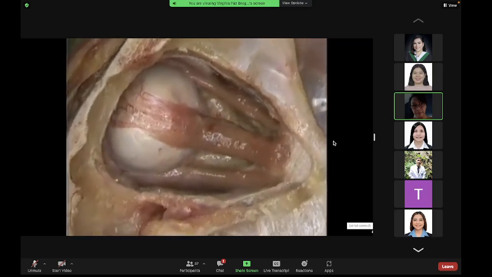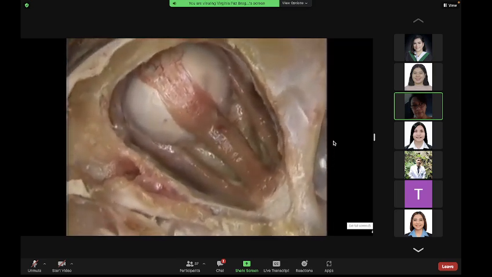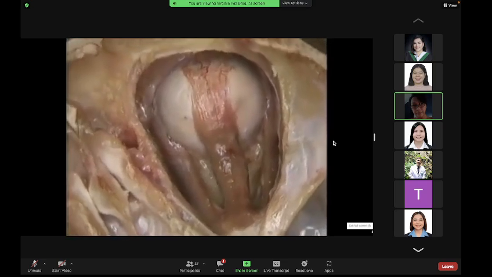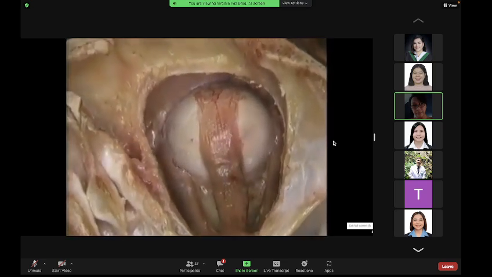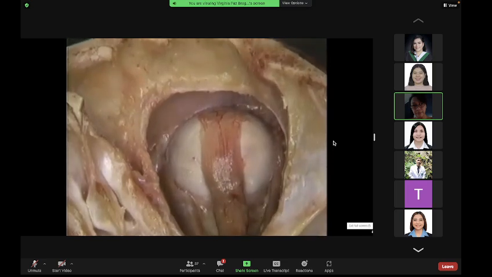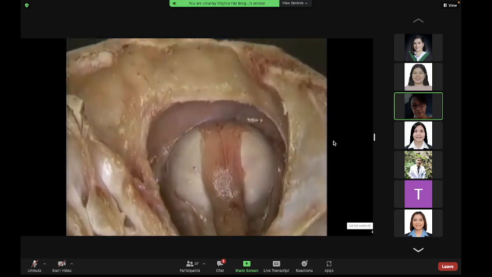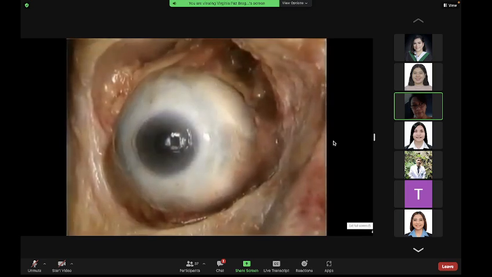The rectus muscles thin out into four flat tendons as they pass forwards around the eye. They insert into the sclera quite far forward. To see where they insert, we'll go round to a view from in front.